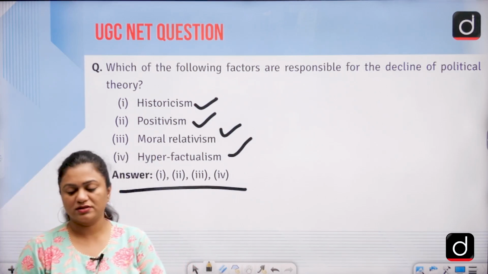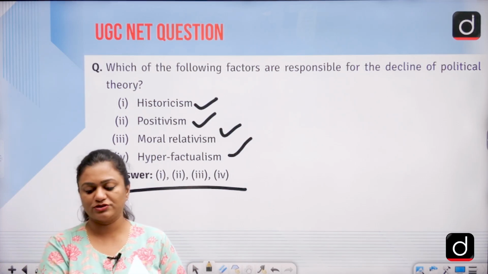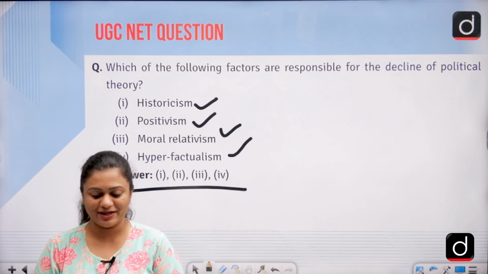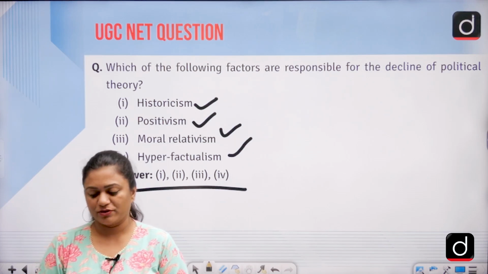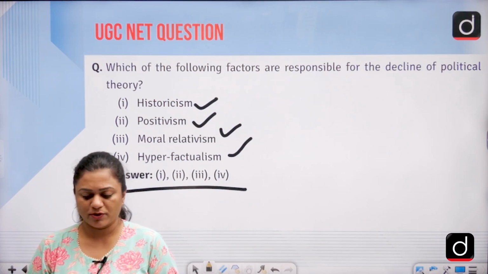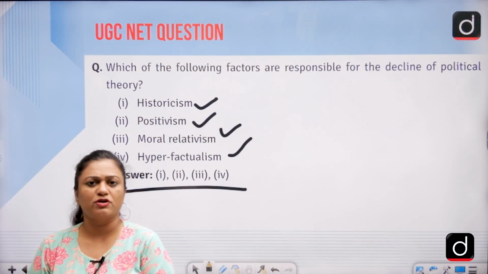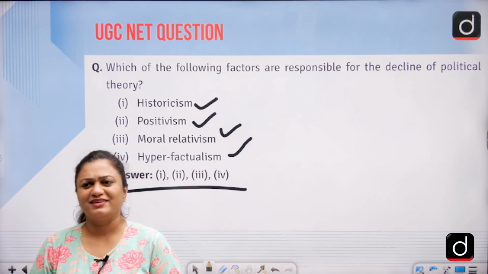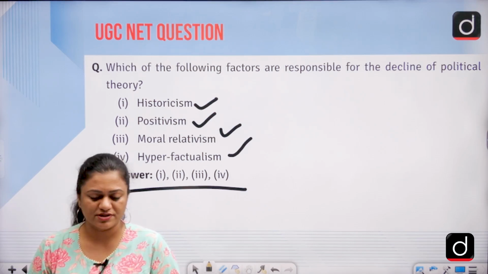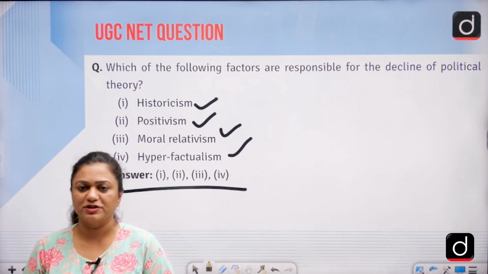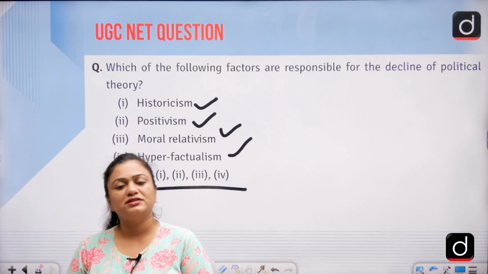There is another thinker called Peter Laslett, who also declared that political philosophy is dead, long back, because of the rise of behavioralism. You can read more about this from various books on political theory, such as Drishti, David Held, as well as the books by Andrew Heywood. These are the preliminary readings for political theory.